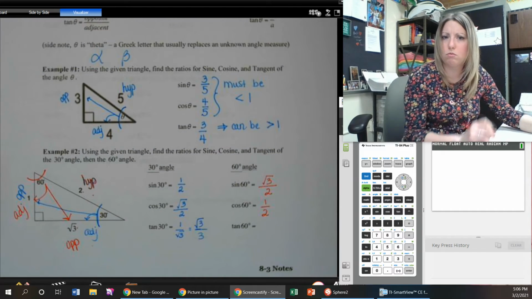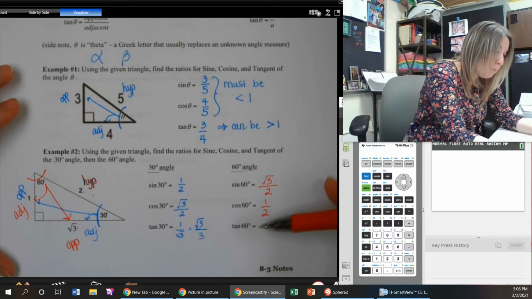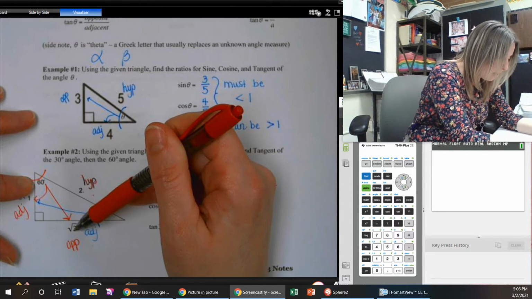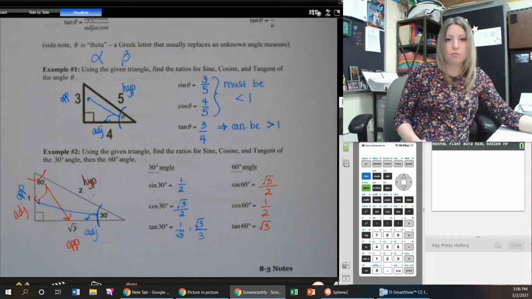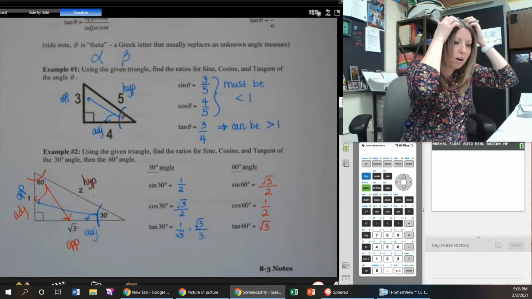Oh, interesting. I'm going to point that out in a second. But the tangent of 60 is the opposite over the adjacent. Oh, it's just equal to radical 3. Look at that. Those are all very interesting.